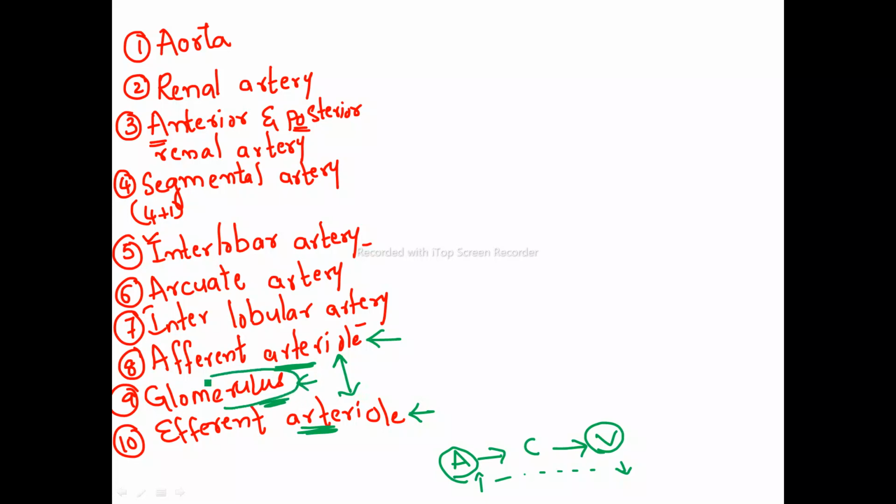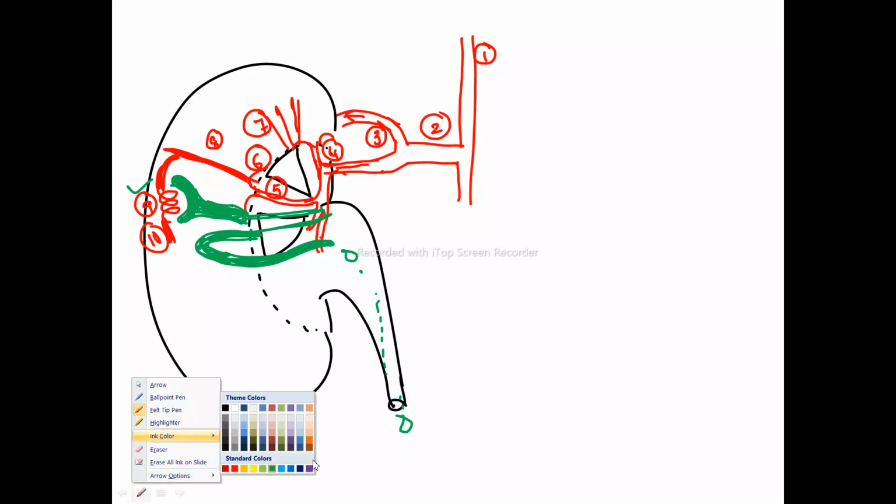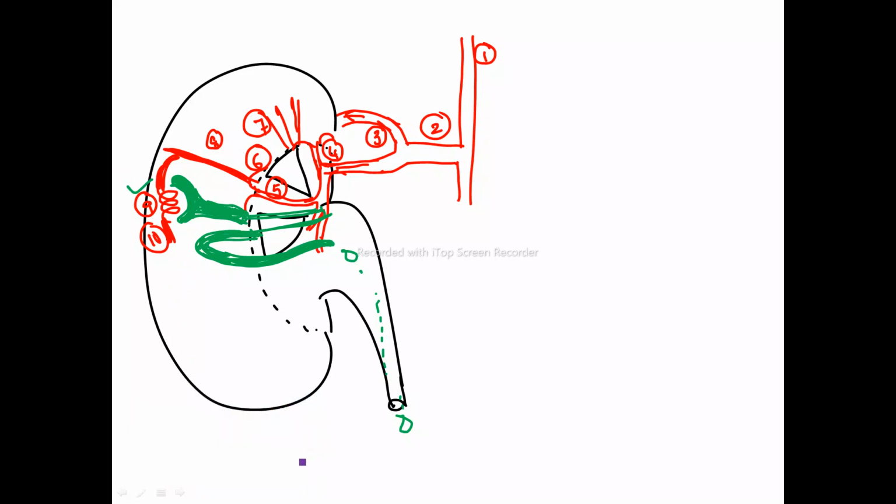So glomerulus is a kind of capillary that has a very high pressure. Fine. Now after the efferent arteriole, it will eventually form another capillary network. So here you will be finding two capillaries. First one is this ninth one, that is glomerular capillary, and the next capillary will be called peritubular capillary.